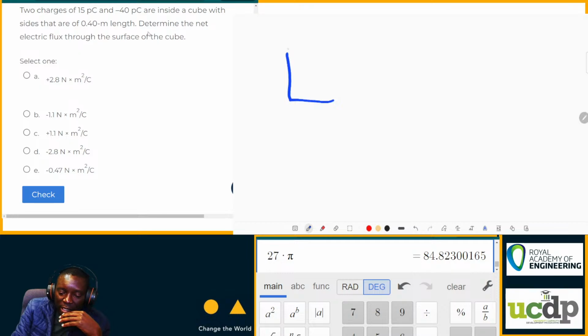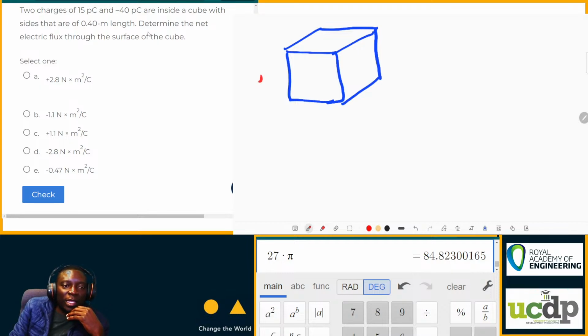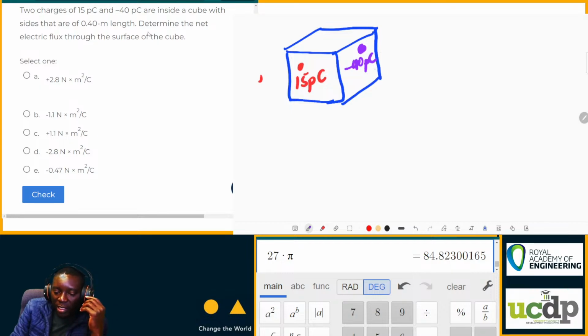I like diagrams, so I would draw diagrams for myself so that I get at least a picture of what's happening. And at least in the meantime, I'll be brainstorming. So that's a cool technique. Anyway, the two charges are a 15 picocoulombs, and the other charge, which will be in a different color, is negative, minus 40 picocoulombs.